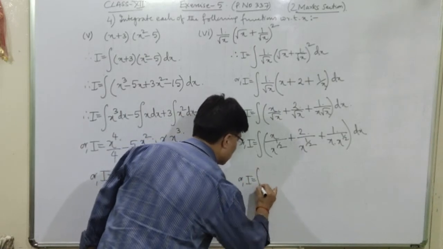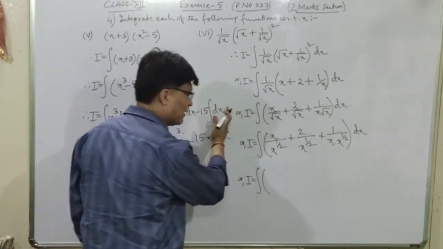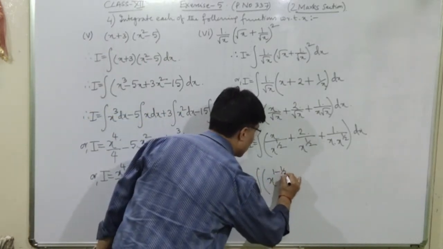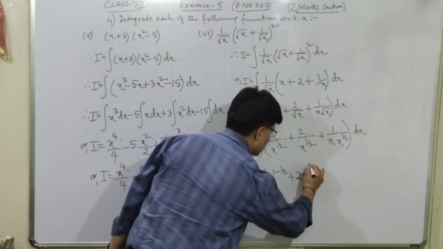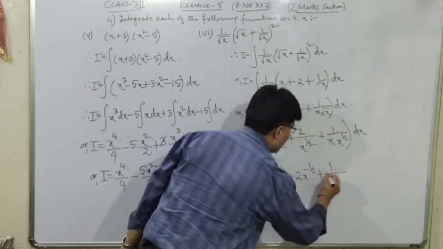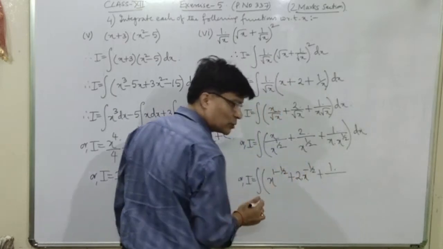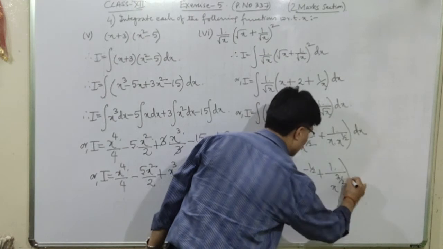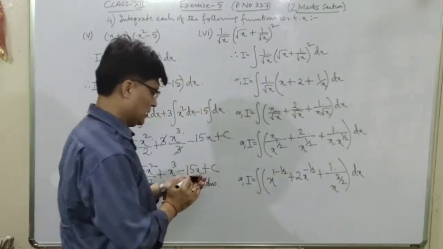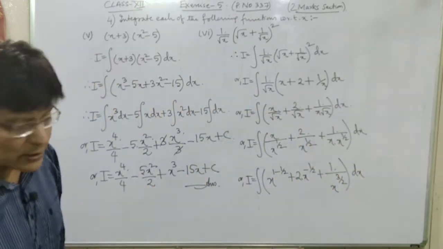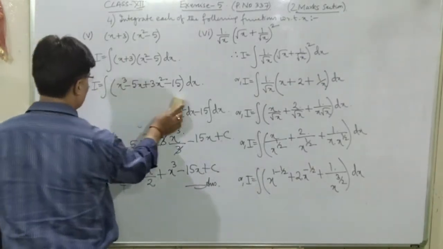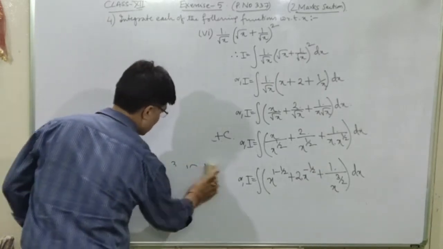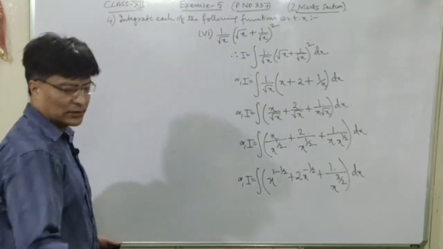I is equal to integration of within bracket, when this half goes up in the numerator it becomes minus sign, isn't it? So this is x to the power 1 minus half, plus 2 into x to the power minus half, plus 1 upon this is, if you multiply these two, powers will be added. So it is x to the power, powers adding, how much is it, 3 by 2, bracket close, then this is your dx. So I think you have understood it. So let us simplify it further.